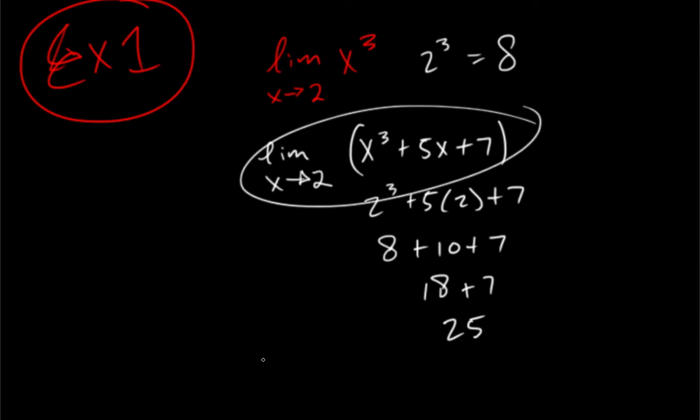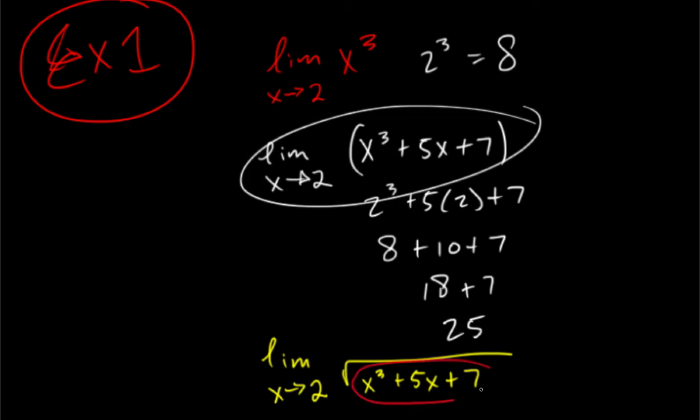And the last one on this example, the limit as x approaches 2 of this function. Okay, if you notice, the inside right here is the same as this, so that's just going to go to 25, but it's still under a square root, and so we end up with 5. So, once again, if you can plug it in and there's no issues, always start there.